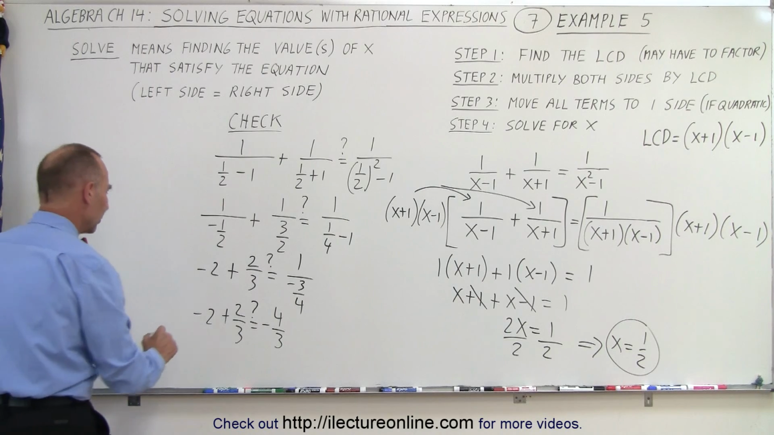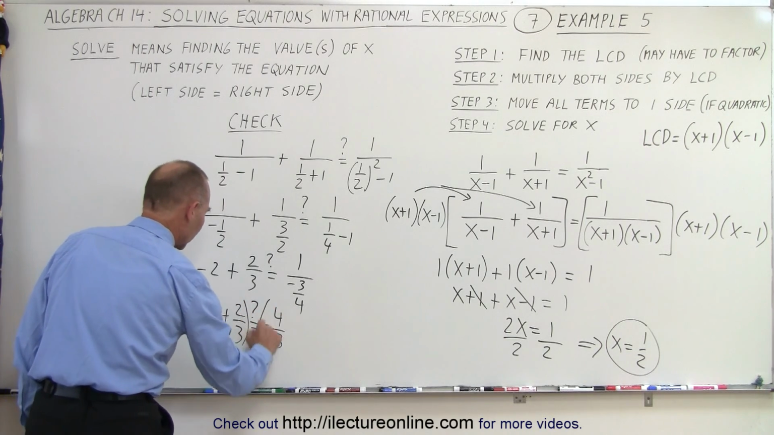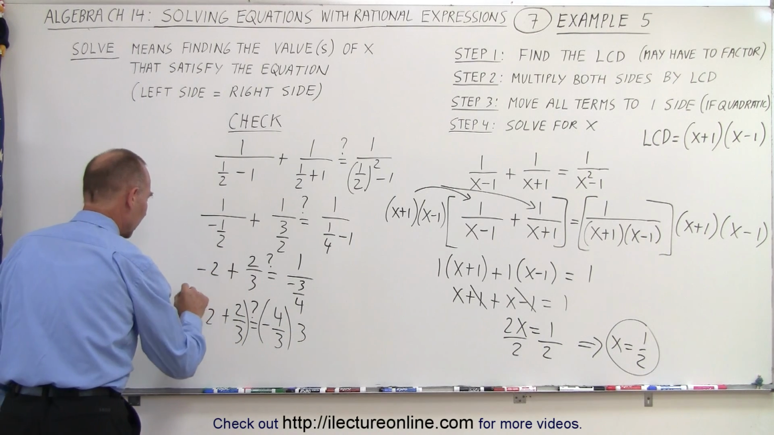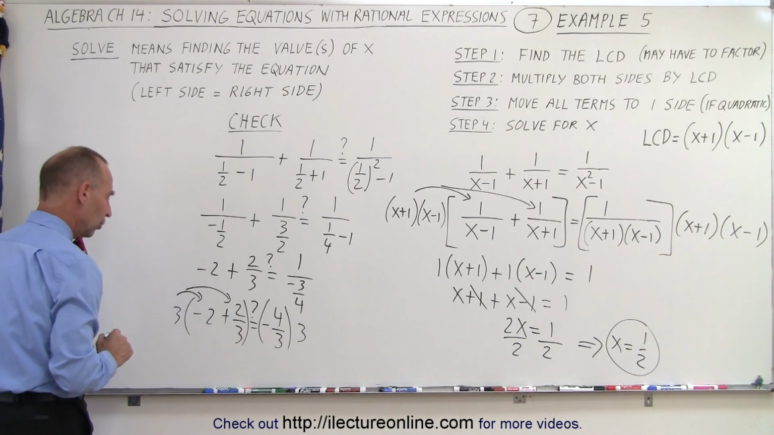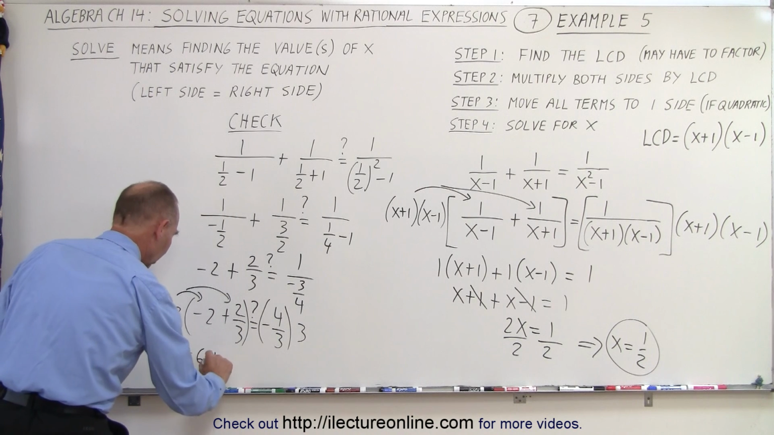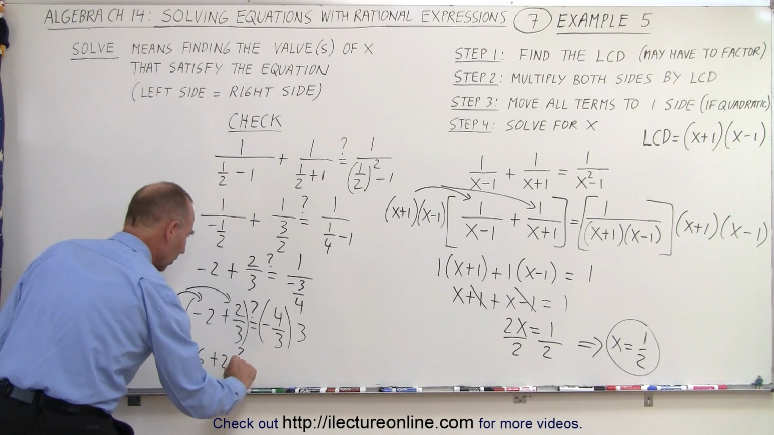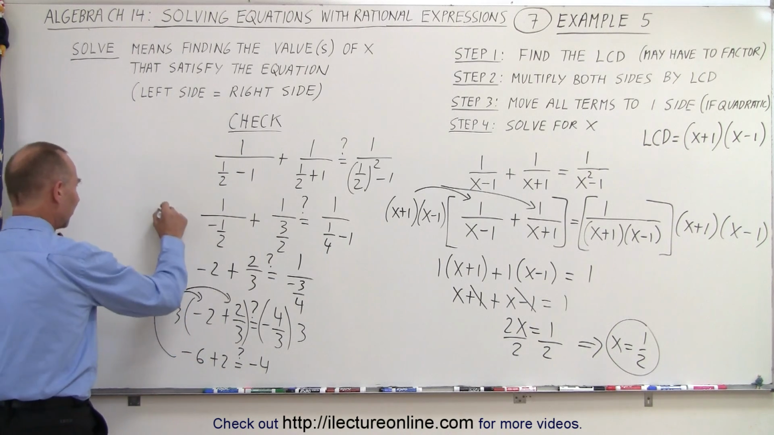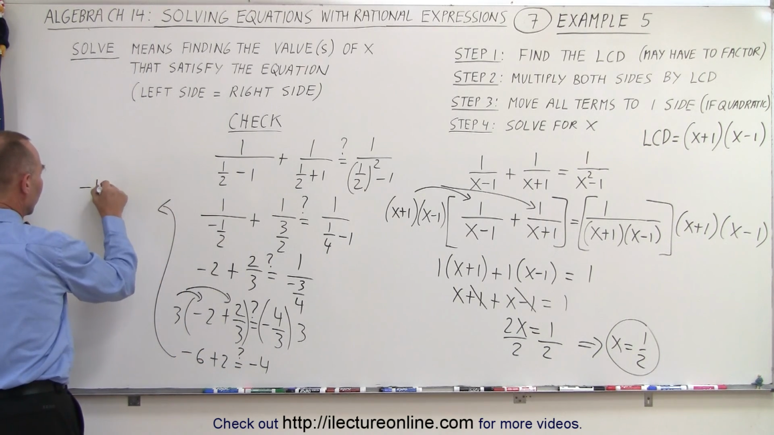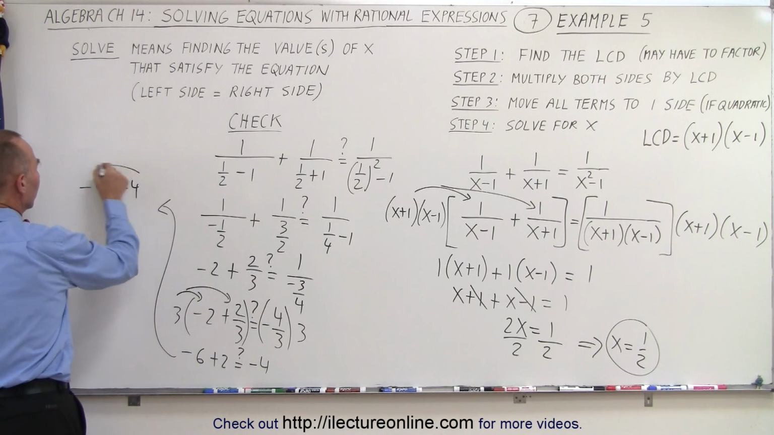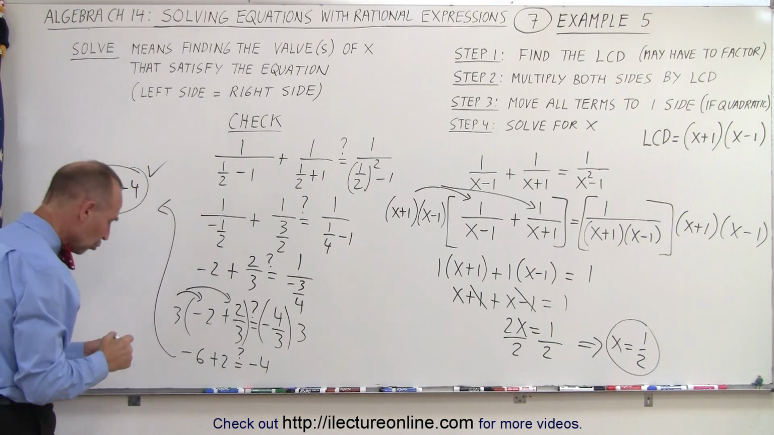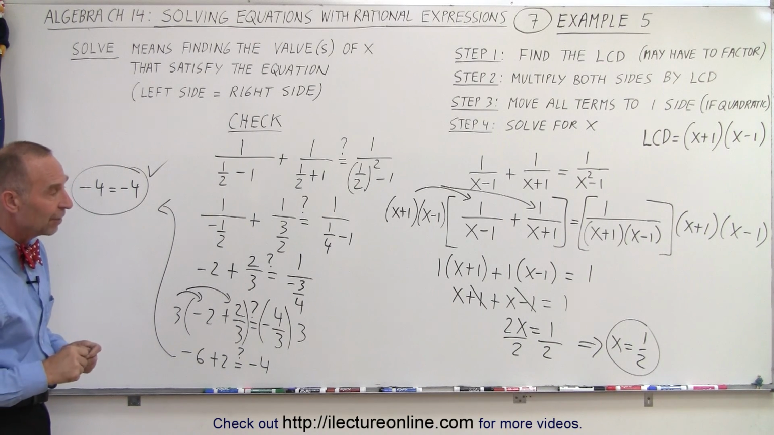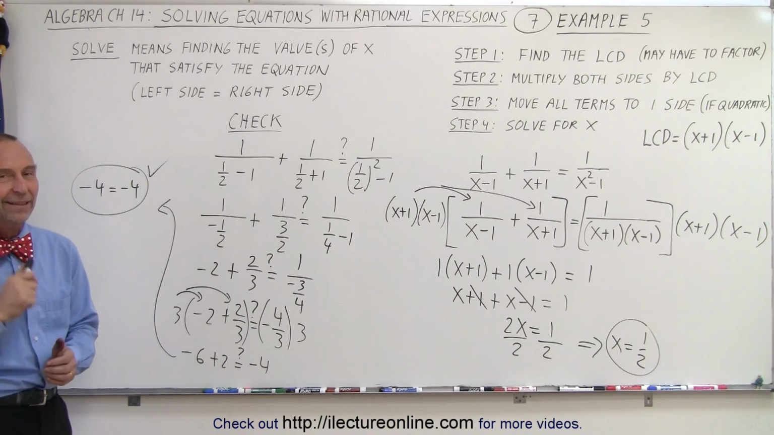Now notice that if we multiply both sides of the equation by the lowest common denominator, which is a 3, we multiply the 3 times both of these terms, we get minus 6 plus 2 equal question mark minus 4. And then if we combine the terms on the left side, we can see that minus 4 does equal minus 4. And since that is true, we know that our answer was indeed correct. X equals 1/2 is the proper solution, and that is how it's done.